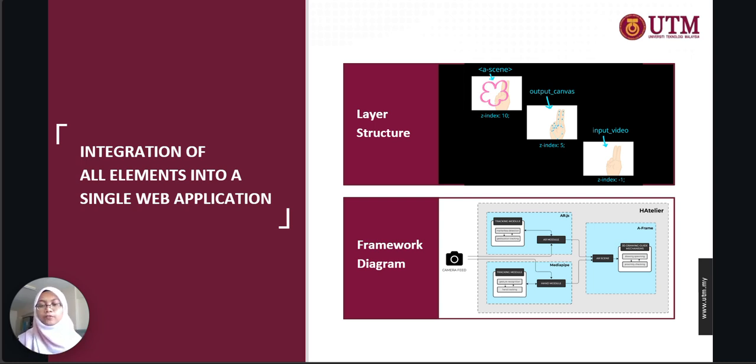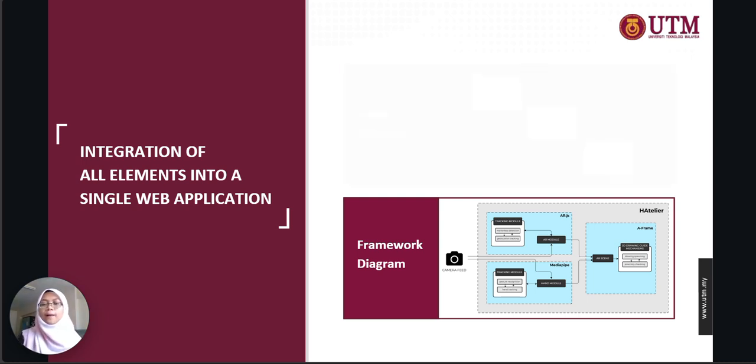So next, the framework diagram. As you can see here, under the same web application, there are three different technologies, which are ArcGIS, MediaPipe, and A-frame. So ArcGIS for the location-based AR, and then MediaPipe for hand tracking and hand gesture interactions, and A-frame for the drawing guide, and also for the drawing mechanism, and also the 3D drawing guide mechanism.